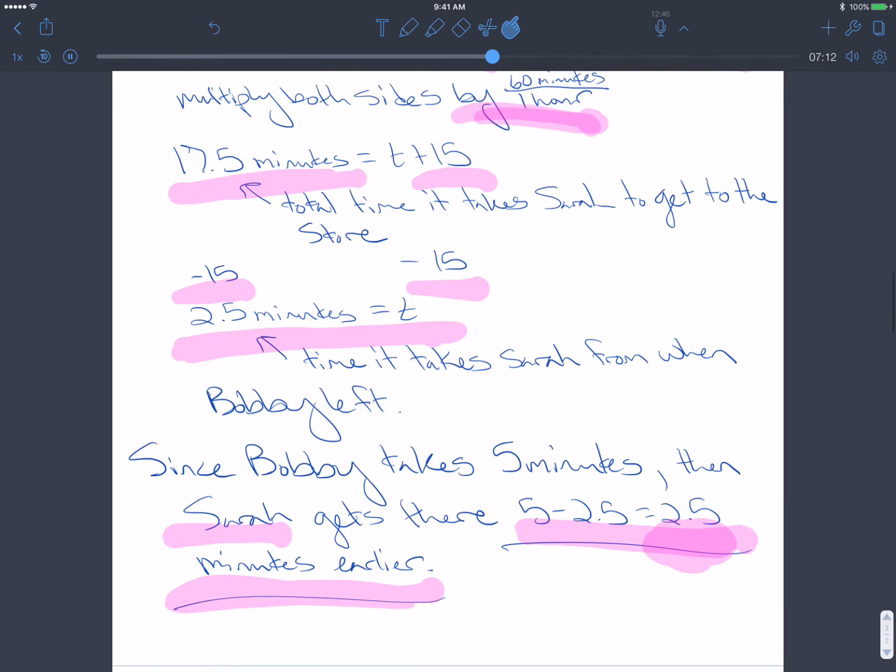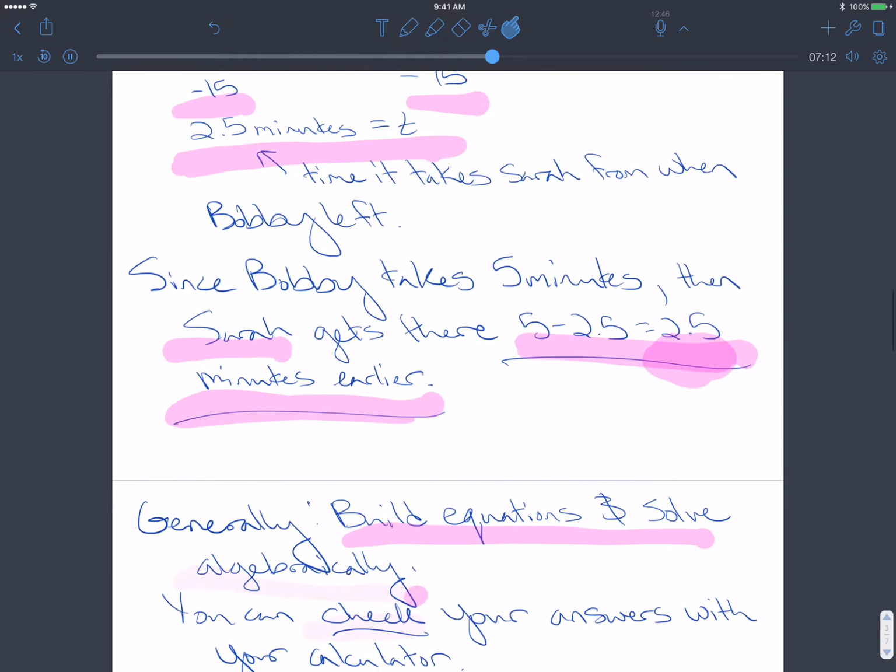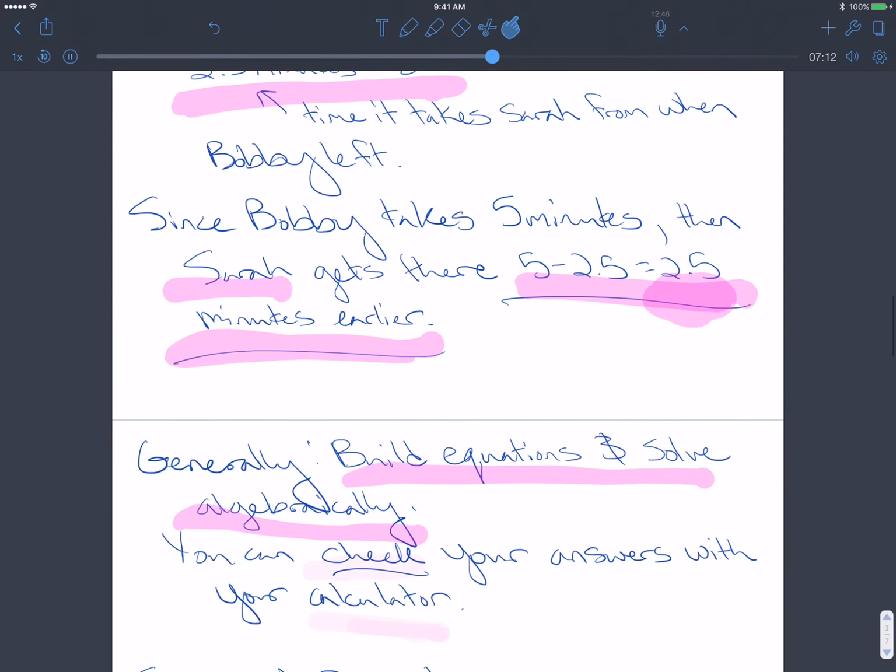So generally speaking, you're going to build the model and then solve it algebraically. You can still check your answers with your calculator, because you can still graph the two models and find that intersection point. But now I'm going to actually expect you to be able to do it algebraically in addition to that.